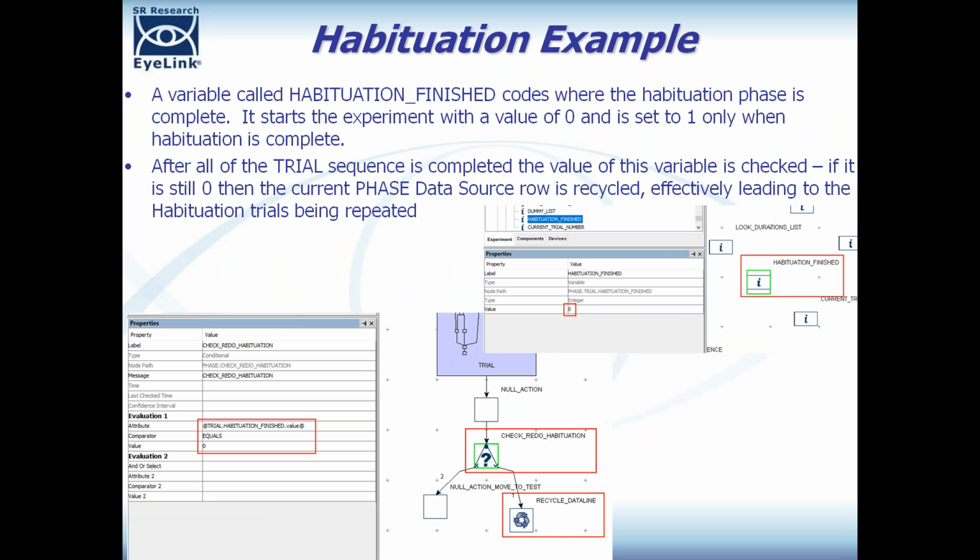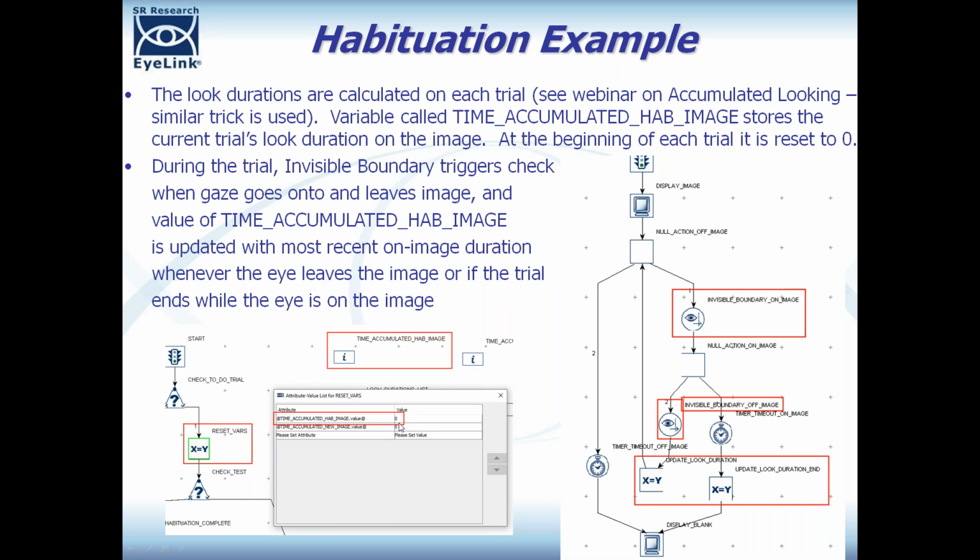And at the beginning of the trial, we reset its value to 0. Then we start the trial and present the image. And then we start a little looping structure here. So we go to a null action. And when you get to a null action in Experiment Builder, basically nothing happens. You're just waiting, okay? And so we present the image, then start waiting.